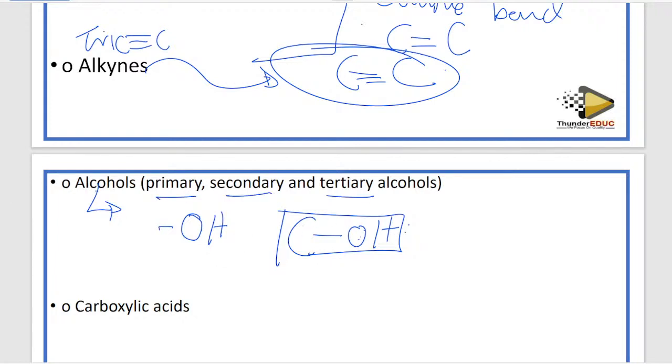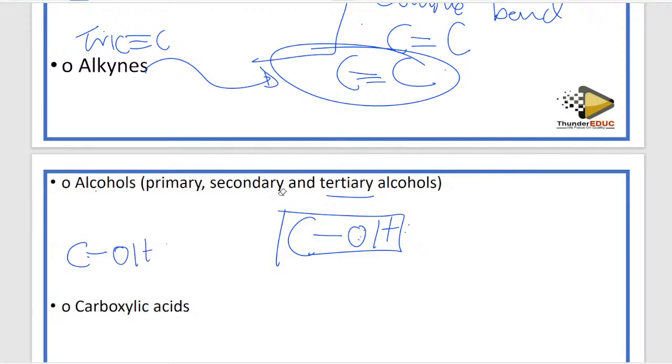When you talk about primary alcohol, it means that it is in level 1. When you are in your primary level, what does it mean? You are in level 1. When you're in the secondary level, you are in level 2. When you're in the tertiary level, you are level 3. So what does it mean? Here in this case, the alcohol is attached to one carbon atom like that.